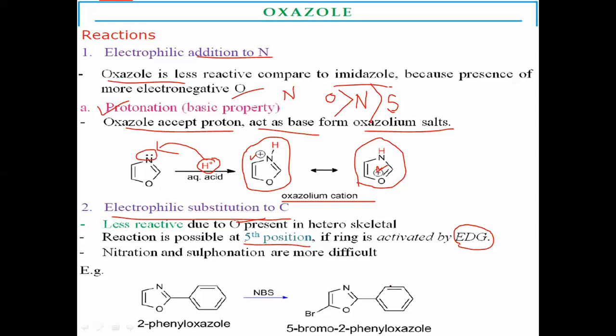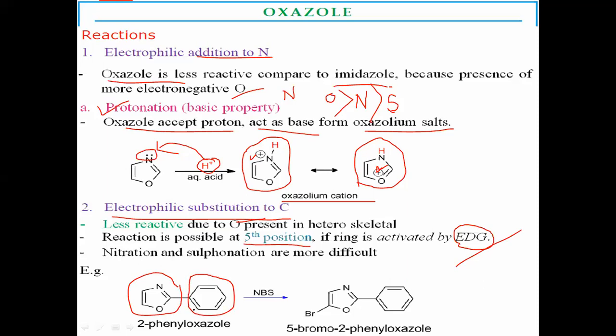Then and only then is there a possibility of reaction at the carbon atoms, either second, fourth, or fifth. Out of those, the fifth has more resonating structures. So electrophilic substitution is possible at the fifth carbon rather than the fourth and second positions. But the condition is that electron donating groups should be present on the oxazole ring. Here, phenyl is an electron donating group present on the second position.